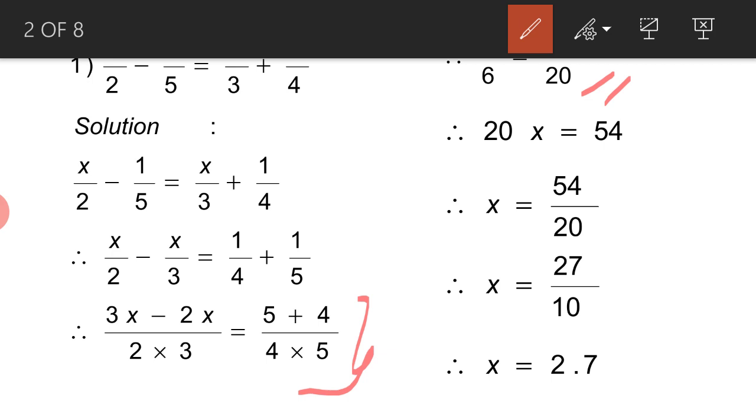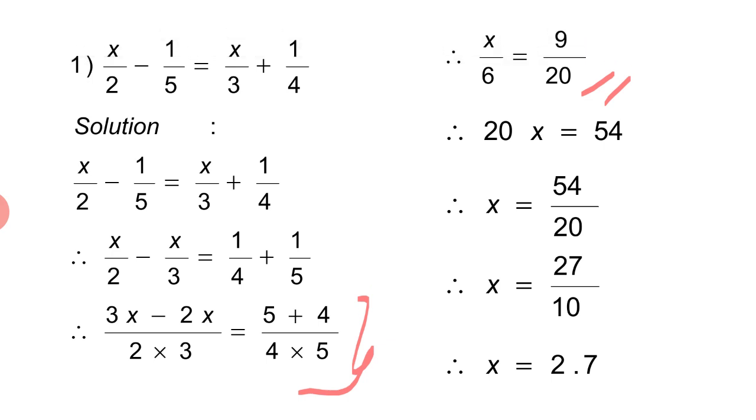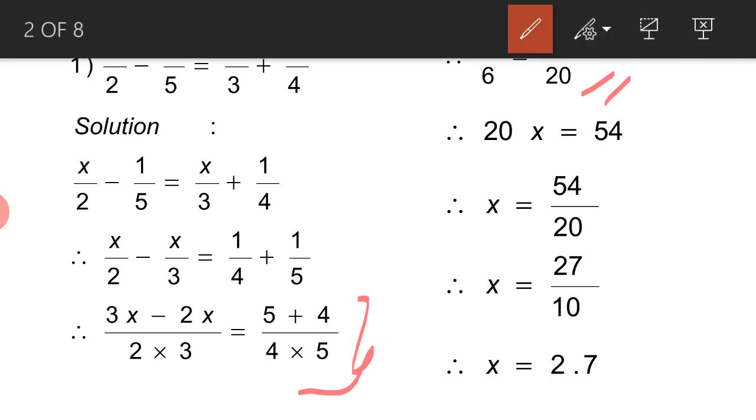That is the solution. Checking part, children, you can do on your own in a rough notebook so that you will be a master in solving this kind of problem. So I'll suggest you to do the checking part in a rough notebook. Rather, take it as homework. Now next problem we are going to do.